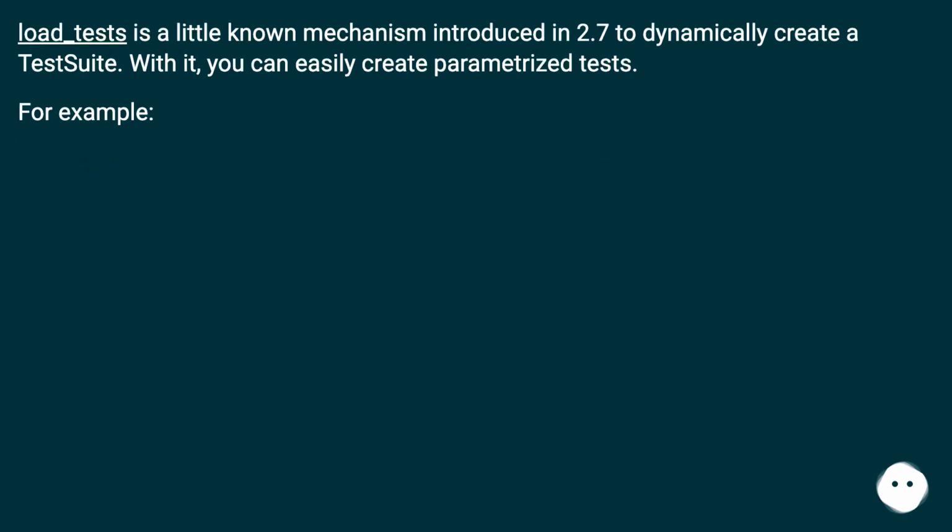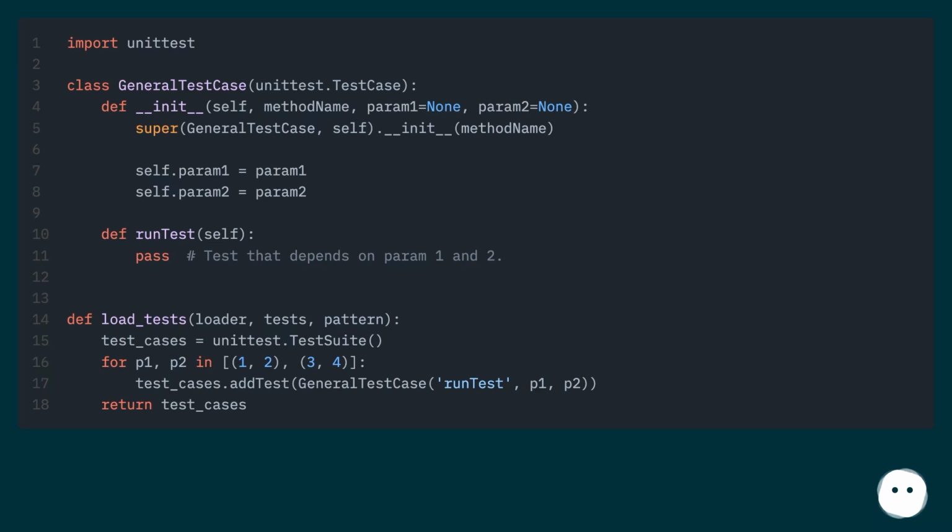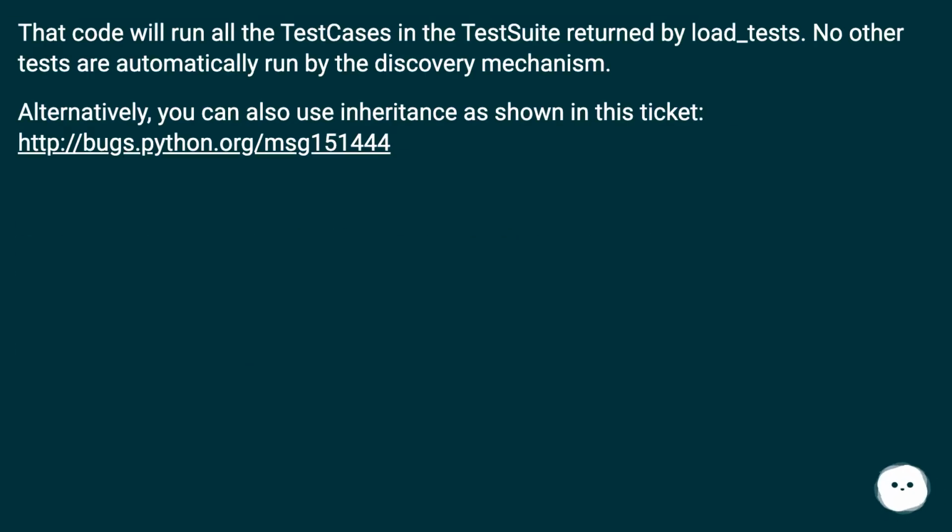This is also part of unittest2, so it is available for earlier versions of Python. load_tests is a little-known mechanism introduced in 2.7 to dynamically create a test suite. With it, you can easily create parameterized tests. For example, that code will run all the test cases in the test suite returned by load_tests. No other tests are automatically run by the discovery mechanism.